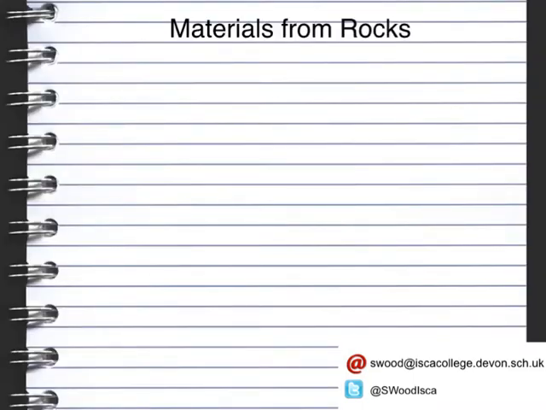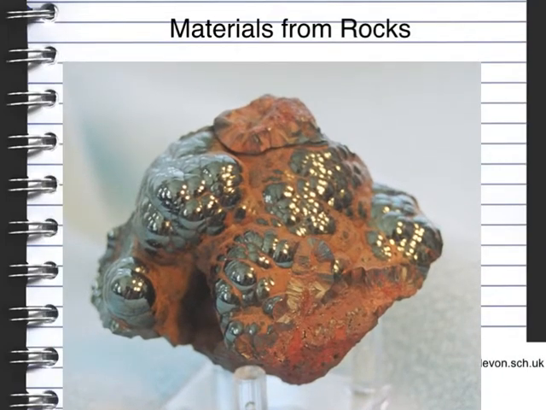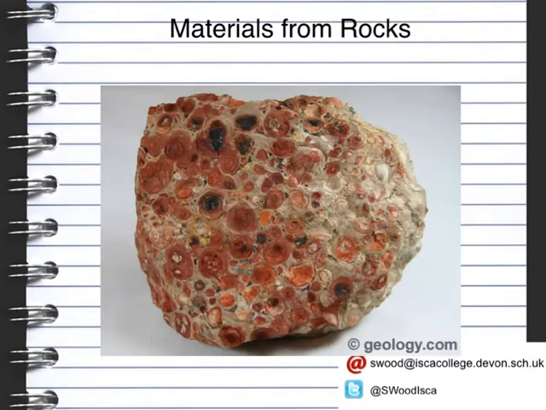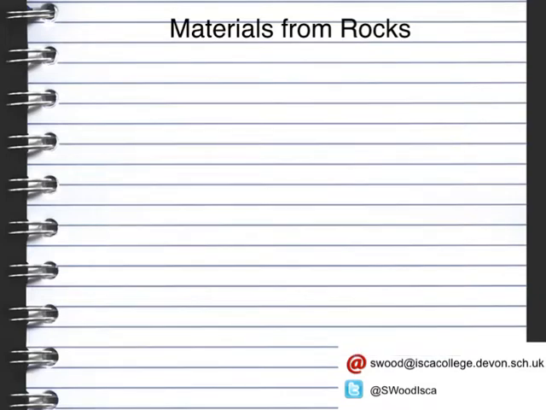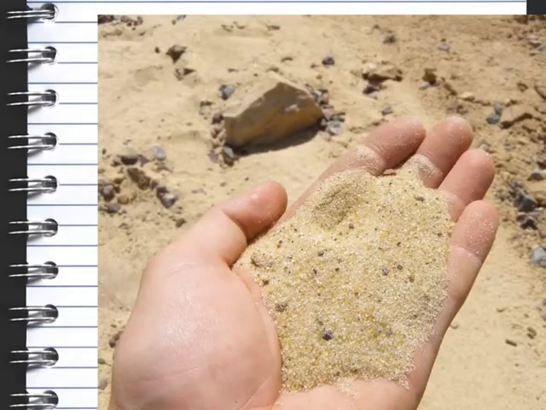Now, many materials actually come from rocks in the ground, and we can have a look at a few examples here. This is hematite. Hematite is a rock that we can use to extract iron from. This is bauxite, one of the most abundant rocks in the earth, and this is where we get aluminium from. We can also get clay, which is baked to make bricks. And we also have sand here, which we can use to make glass with.